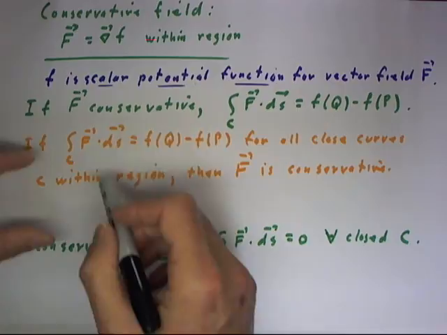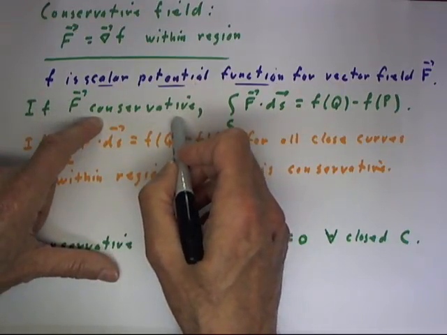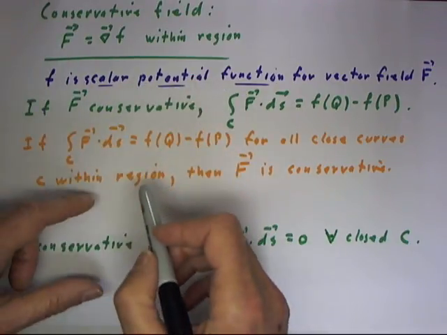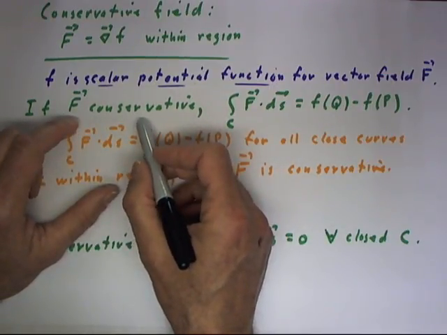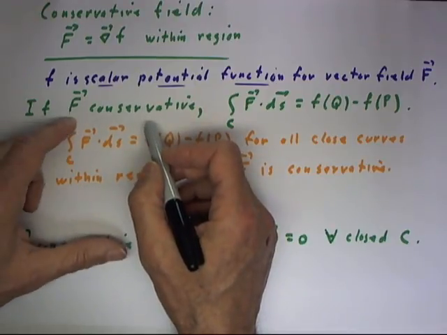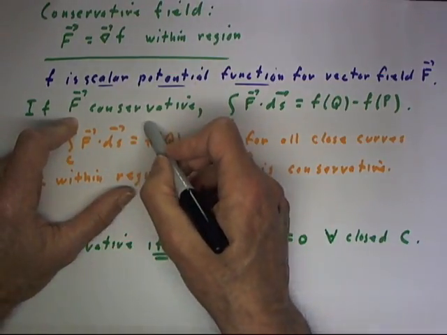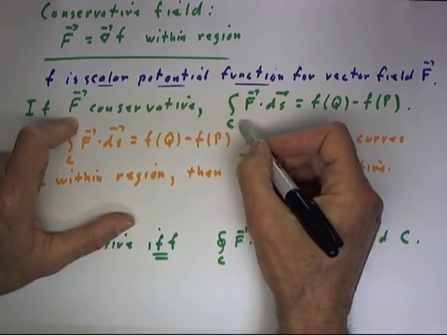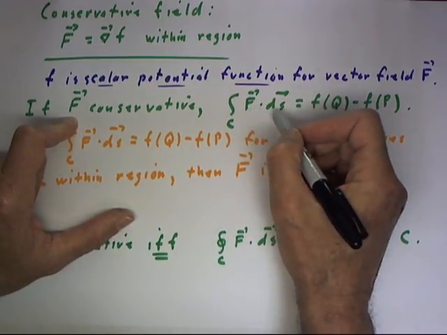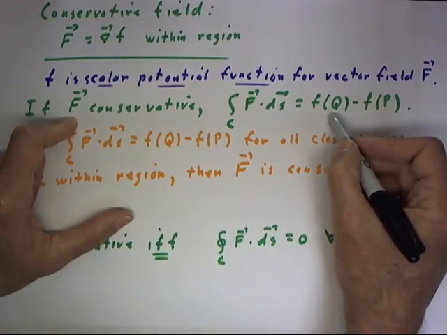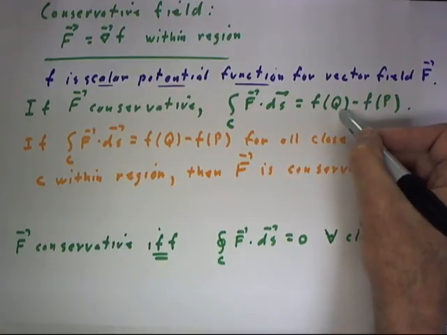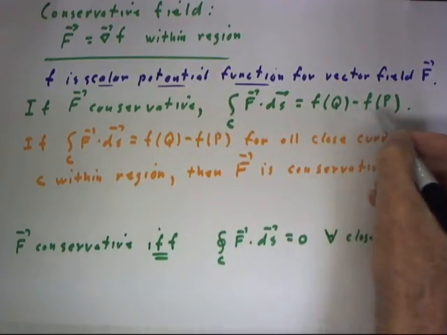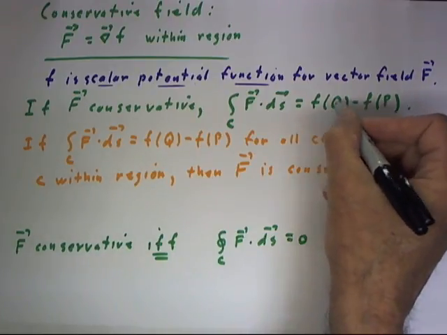So there are several conditions that are met by a conservative field and several alternative possible definitions of a conservative field, several conditions that are equivalent to a vector field being conservative. So first of all, if F is conservative, then it follows, as we've just seen, that the integral over any curve of F dot ds is just f of q minus f of p, where q is the one endpoint of the curve and p is the other endpoint, p being the initial point, q being the terminal point.